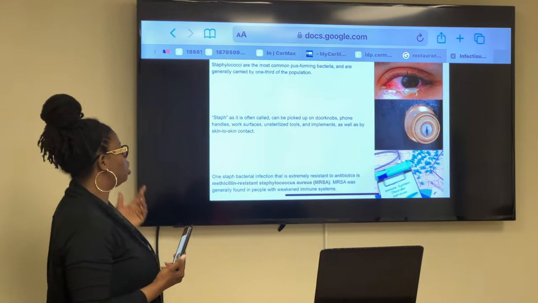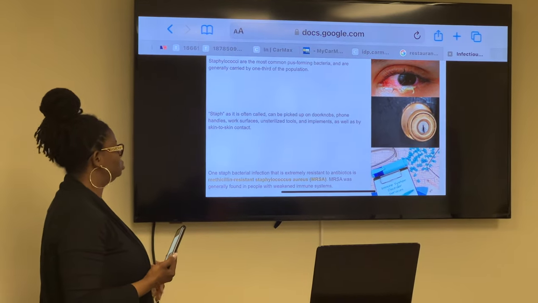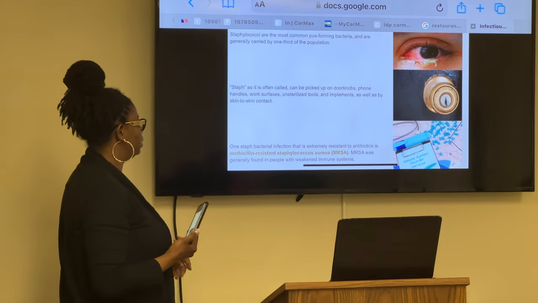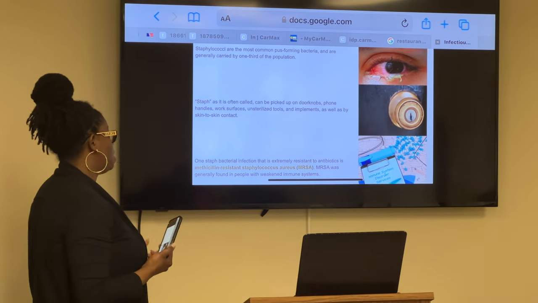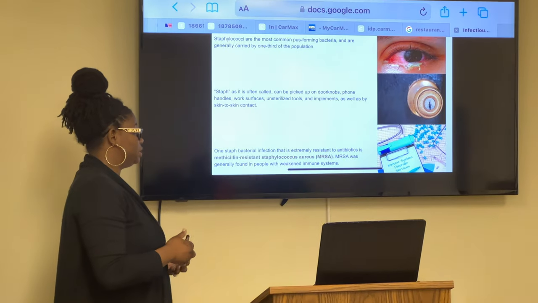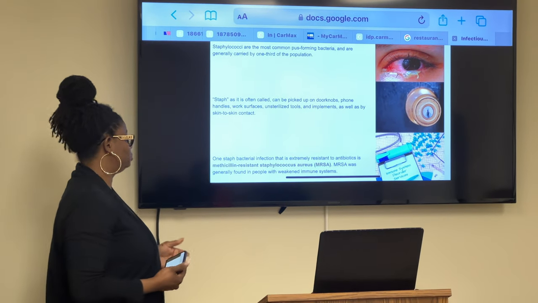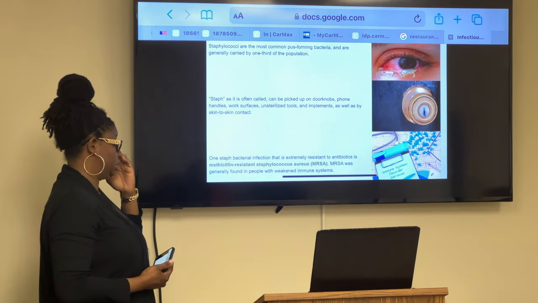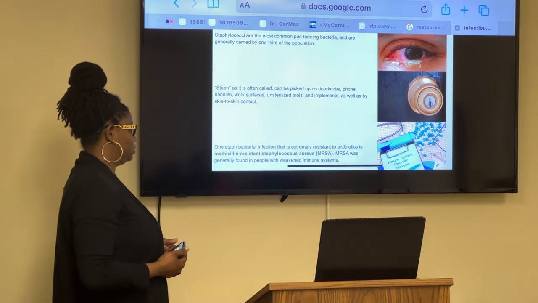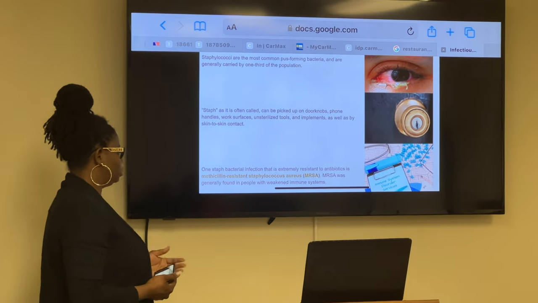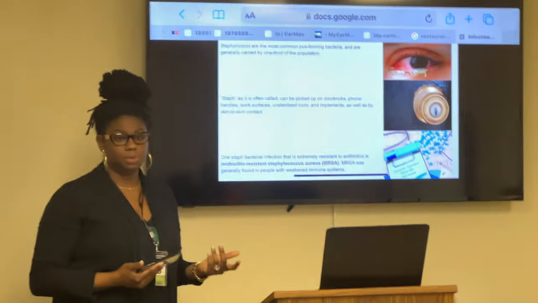Staph can be picked up on doorknobs, phone handles, work surfaces, unsterilized tools and implements, as well as by skin-to-skin contact. And the staph bacteria infection is extremely resistant to antibiotics. The one that is extremely resistant is MRSA, methicillin-resistant Staphylococcus aureus, which was generally found in people with weakened immune systems.